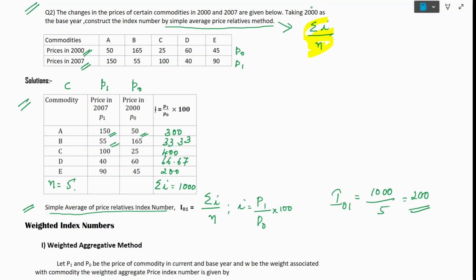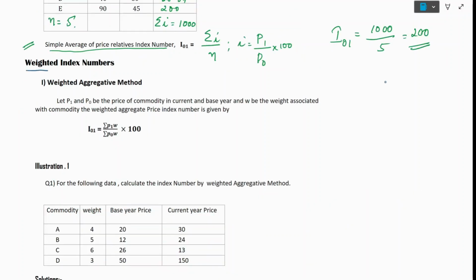Therefore, we discussed here for unweighted index number, both the methods. First method, aggregative method. Second method, simple average of price relative index number method. Therefore, practice this question. Always this type of question comes for 4 or 5 marks. Next, we are going to discuss weighted index number. In this video, we are going to discuss two methods of weighted index number. Remaining the special classes, we are going to discuss in lecture 2. First one, weighted aggregative method.